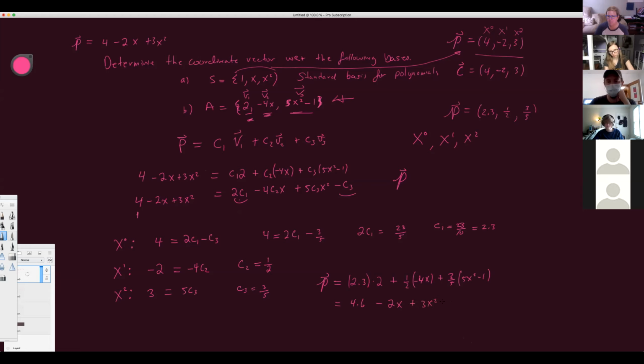Looking good so far. Minus 3/5. So now 4.6 minus 3/5. I have to think about that. So 4.6, what is this in fractions? Somebody quickly. 4 3/5. It's just 4, because 4.6 minus 3/5 is just 4. Great. So 4 minus 2x plus 3x squared minus 3x squared. Yeah? That's P, isn't it?